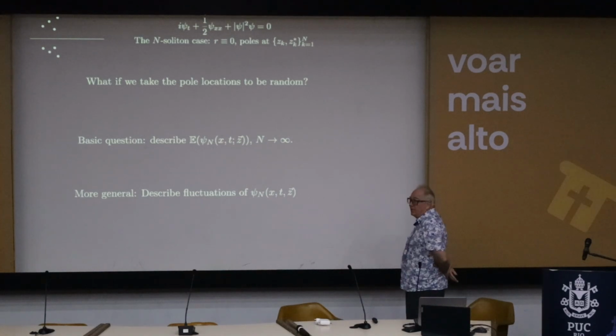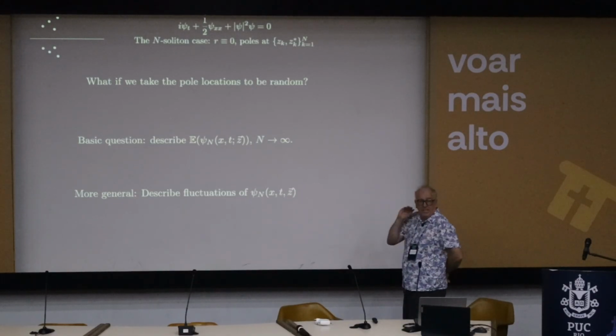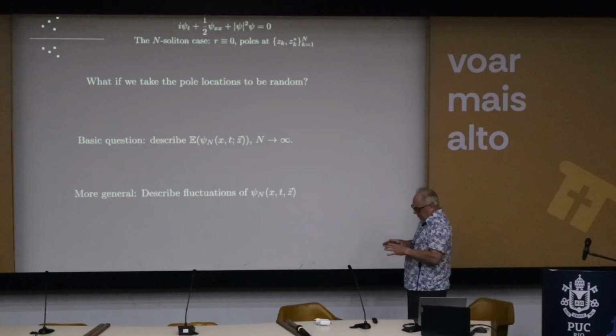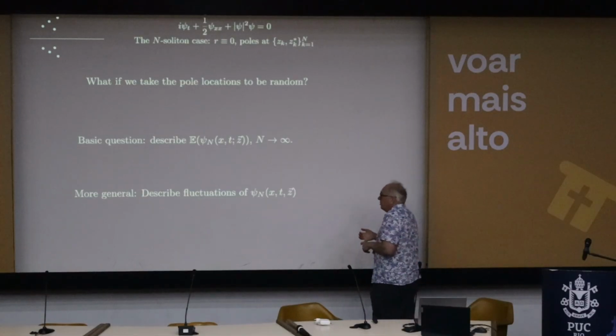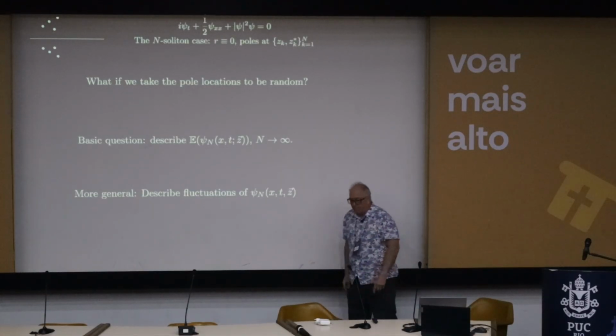So it is a question, how do you embed randomness into the problem? The first way that we're doing it is by taking the locations of these poles, which are the locations of the L2 eigenvalues for the Zakharov-Shabbat operator, to be random. We take them to be IID, and the distribution can be anything, but they're IID in some domain of the upper half plane and then complex conjugate in the lower half plane. So the basic questions are to describe the average behavior of the solution and also the fluctuation of the solution.